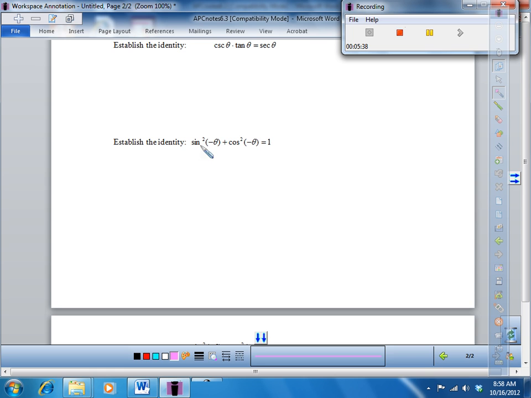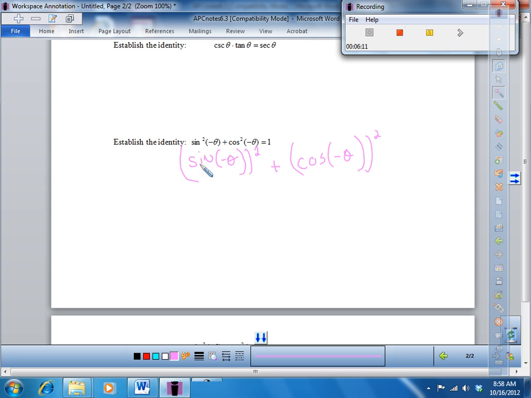Okay, so this can be written: sine squared of negative theta just means the same as sine of negative theta quantity, that thing squared. That's what that means. This is just kind of a shorthand to write that. Plus, I can rewrite this as cosine of negative theta squared. And you want to show that that's equal to 1.